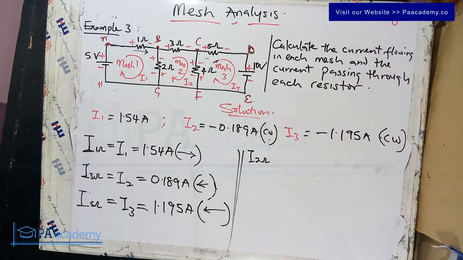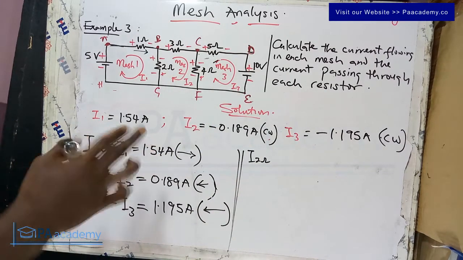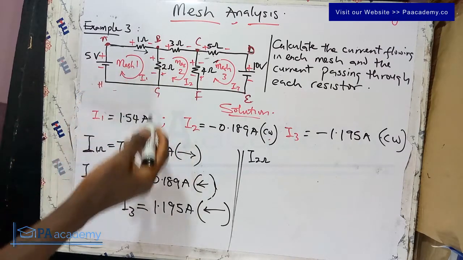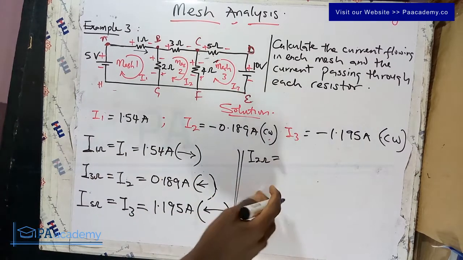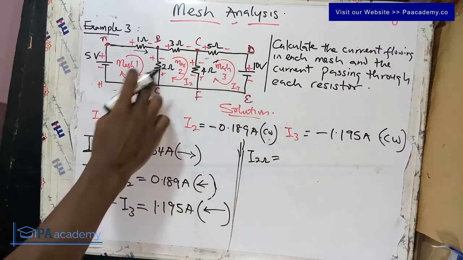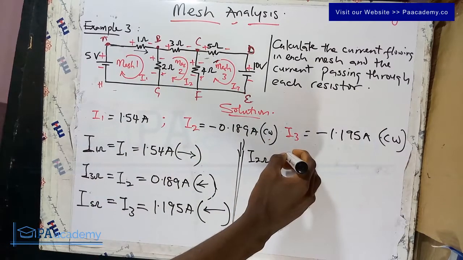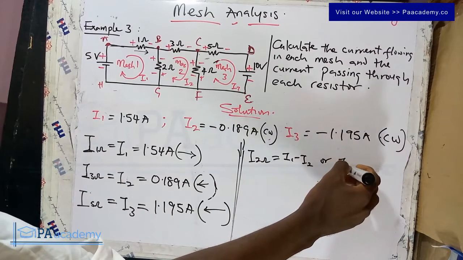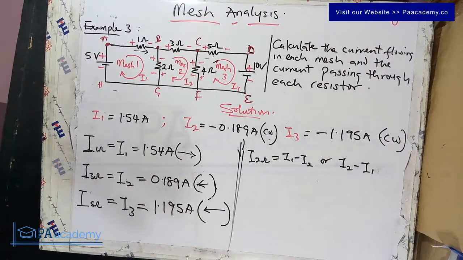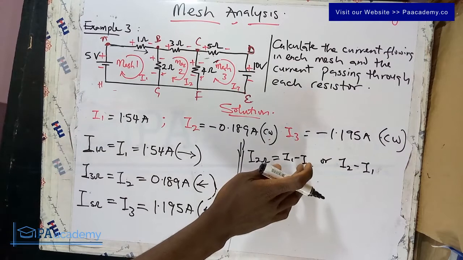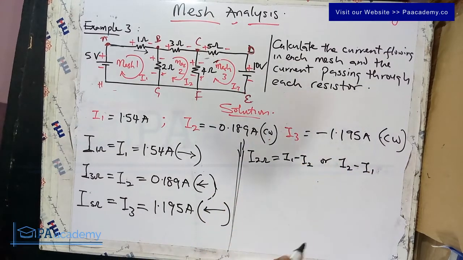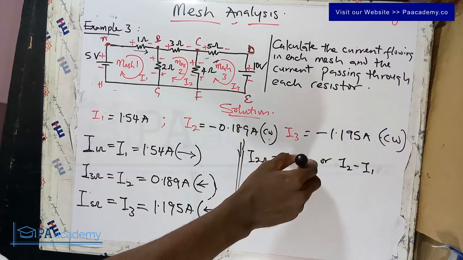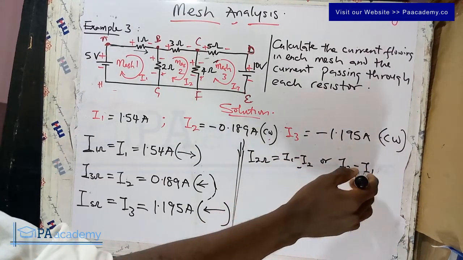Now, like I said in the previous example, if you have an element that is between two meshes and you're having two different currents flowing through them, what will determine this is this. Since we have two currents, I1 and I2, it's either we are going to be having I1 minus I2 or we are having I2 minus I1. And I said it before that what is going to determine either we are using this or this is which of the values is higher. So if I1 is higher than I2, we are going to be using this. If I2 is higher than I1, then we'll be using this.